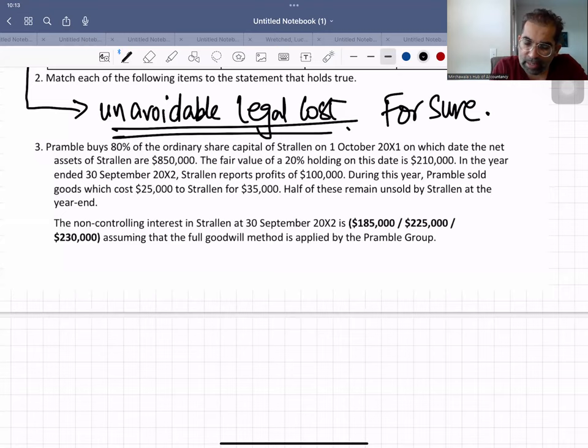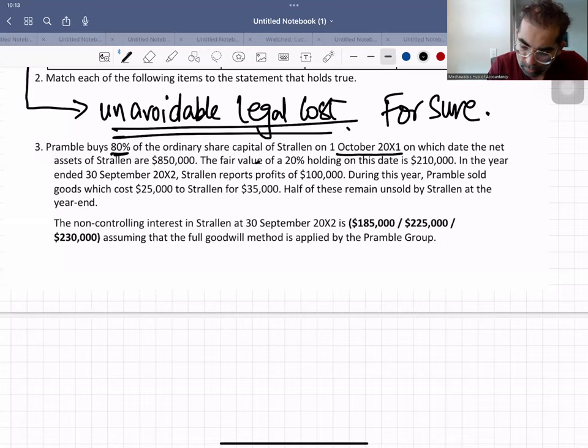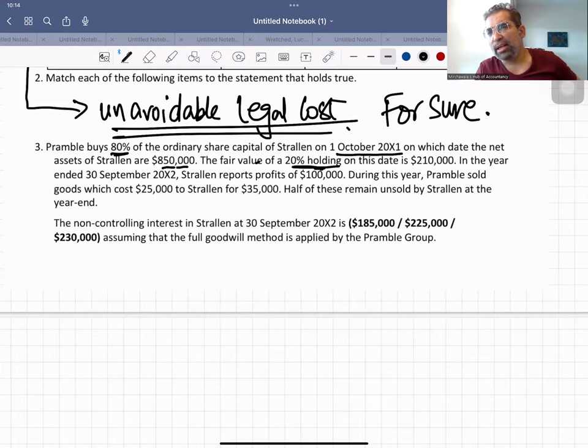Now, Preamble buys 80% of the ordinary shares of S. First of all, see the holding. 80% means 20% is NCI. On 1st October X1, always highlight the date of acquisition. Always, this is the key. At that date, the fair value of net assets of S company was 850,000. The fair value of the 20% holding, 20% holding means NCI, so the fair value of NCI on this date is 210,000.